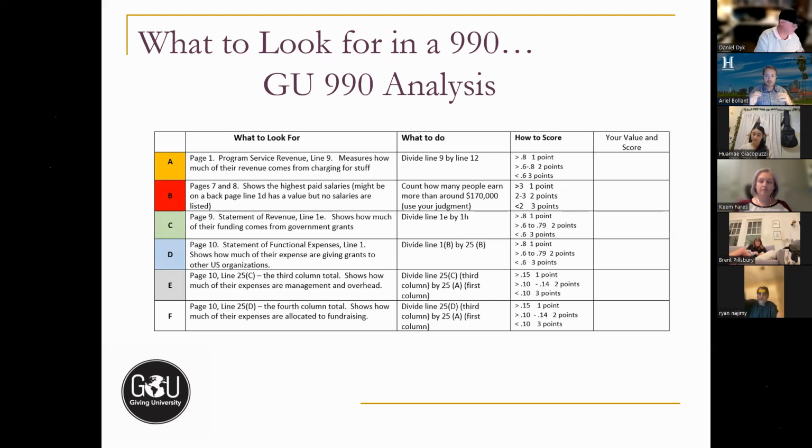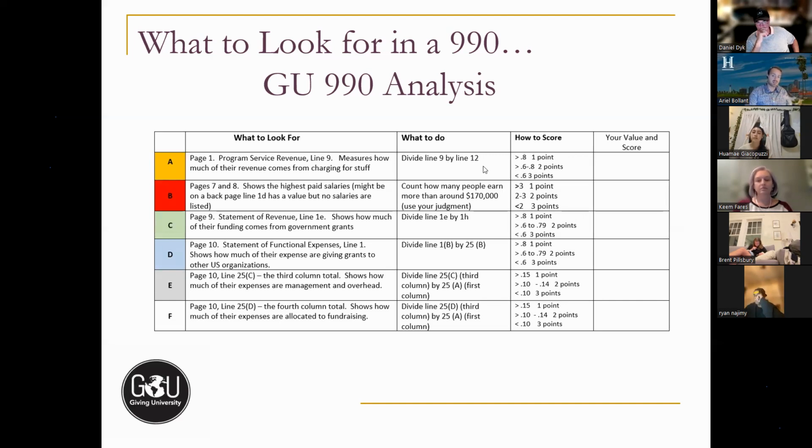So what you're going to do basically is, in the 3rd column over, you'll see specific instructions of what you're going to do on the 990 form. So in this case, you're going to divide line 9 on the 990 form, page 1, by line 12. Does that make sense?